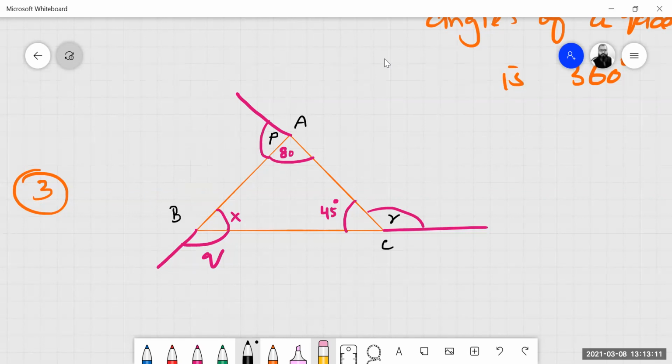Yes, sir. The sum of these three will be 180 degrees. So what will be the value of x? X will be 180 minus 80 minus 45. Right or wrong? Yes, right. That will be 65. 180 minus 80 minus 45 is 65. So what will it be, 60 or 65? No one has a calculator.